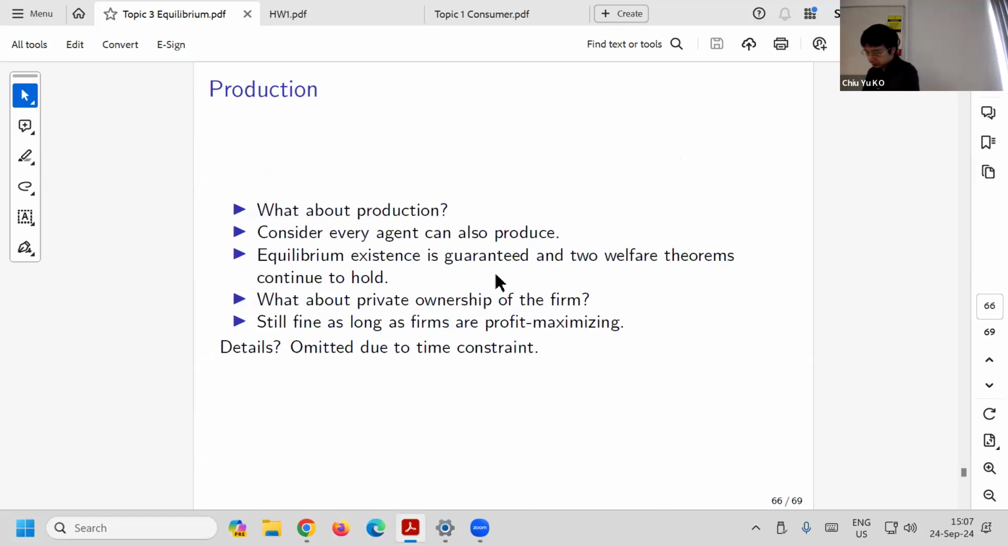Okay. So I have 1 minute left. First thing is, when there is production, what happened with chapter 2? No problem. Everything goes through nicely, as long as firms are price takers, with perfect competition, right? When you have oligopoly or monopoly, everything dies. So with monopoly, it doesn't work, right?